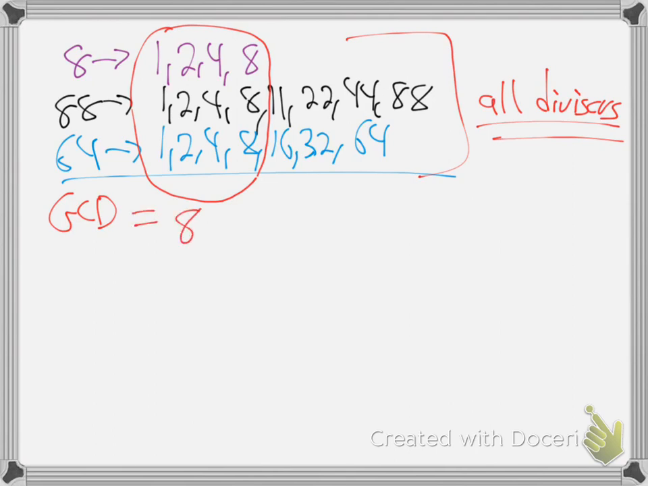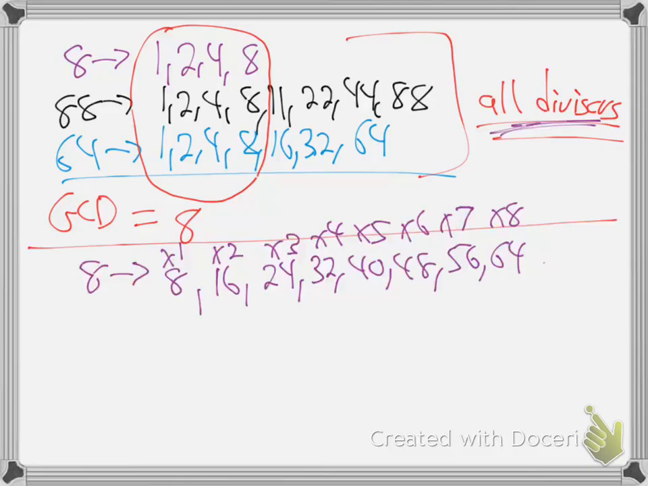8. See, that shows intersection of sets. A set is just a collection. So we're showing the collections of divisors, and this is the intersection. This is the greatest among the intersection, what they overlap, what they have in common. Make sense? The GCD is 8. So that's about as hard as that one gets. Questions I can answer on that?